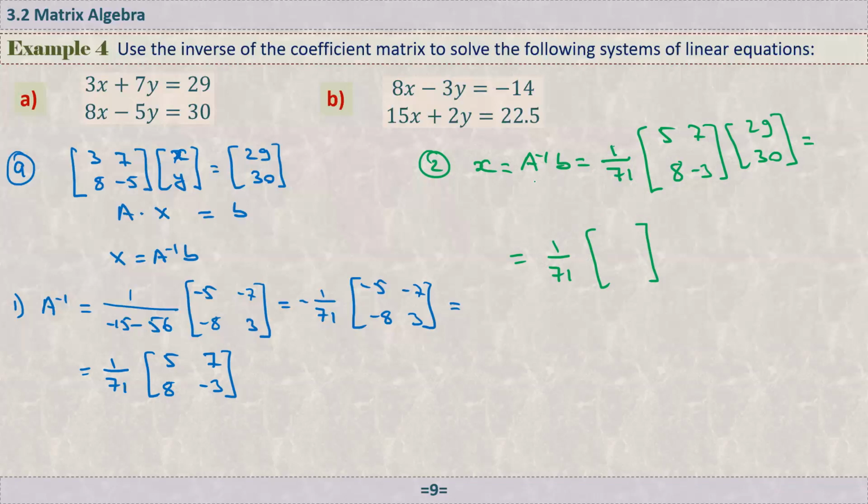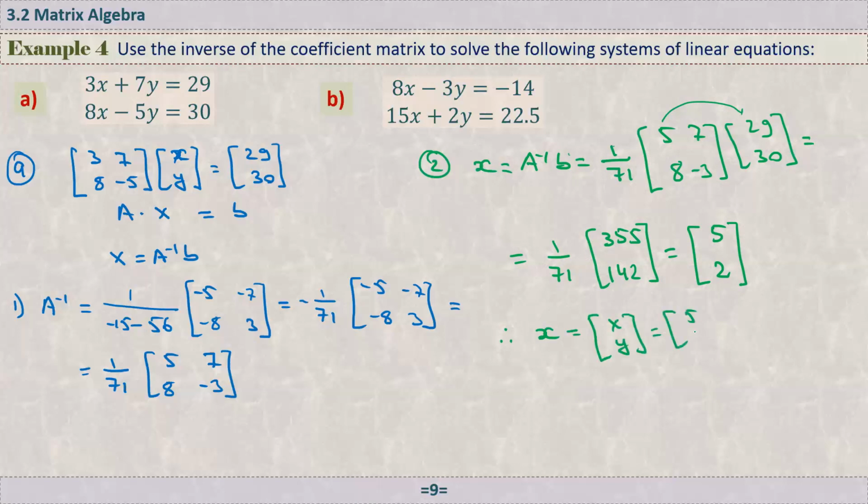So we multiply 5 by 29 and 7 by 30: 5 times 29 plus 7 times 30 is equal to 355. The second one is 8 times 29 minus 3 times 30, that's equal to 142. And 355 is divisible by 71, so if you divide it by 71, that's equal to 5. And 142 divided by 71 is equal to 2. So the solution of the system, x and y, is 5 and 2.